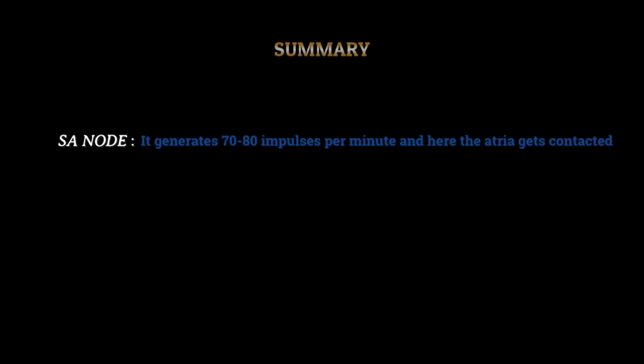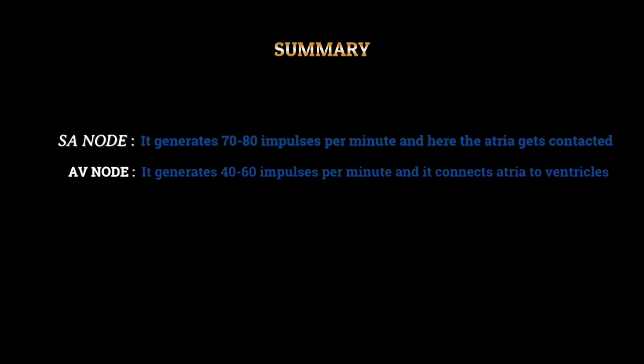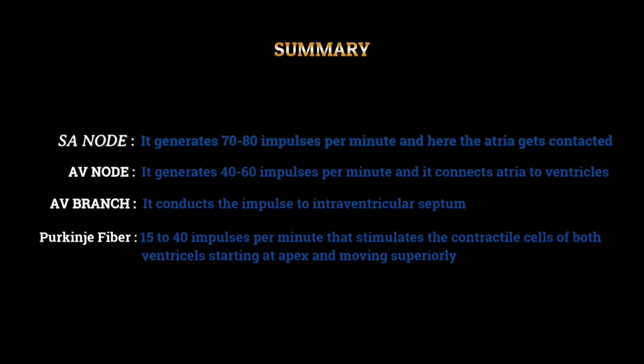Let's talk about the summary. Firstly, the sinoatrial node. It's the pacemaker, which generates 70 to 80 impulses per minute. Here the atria contract. Second, the atrioventricular node, which generates 40 to 60 impulses per minute and connects the atria to ventricles. Third, the atrioventricular bundle, which is the bundle of His, that conducts the impulse to the interventricular septum, and lastly Purkinje fibers, which generate 15 to 40 impulses per minute. This stimulates the contractile cells of both ventricles, starting at the apex and moving superiorly.